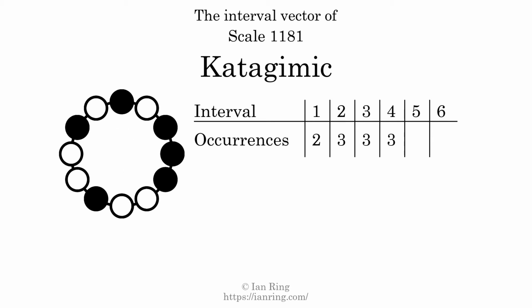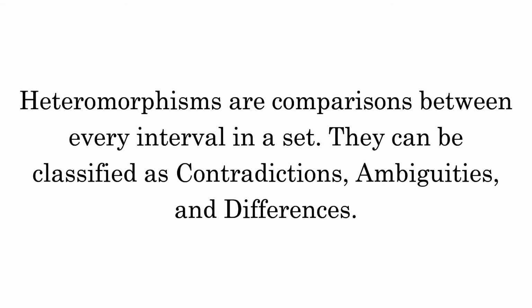There are 3 intervals with the size of 4 semitones. They are here, here, and here. There are 3 intervals with the size of 5 semitones. They are here, here, and here. There is 1 interval with a size of 6 semitones. It is here. Each interval does not appear in this scale a unique number of times, so this is not a deep scale.